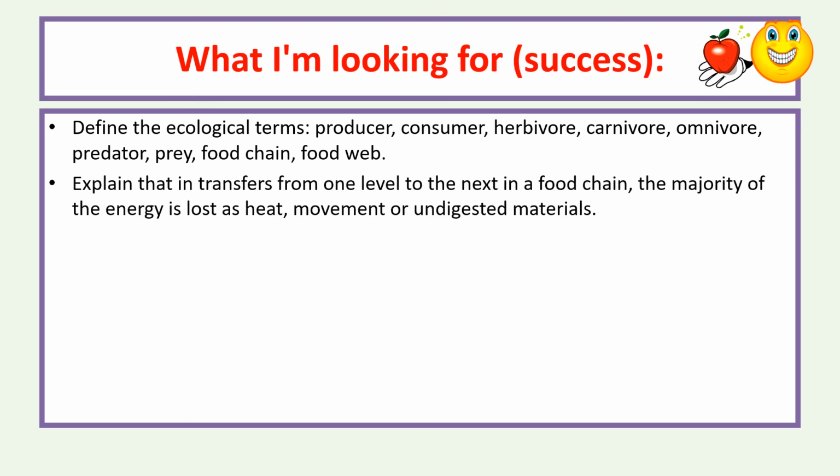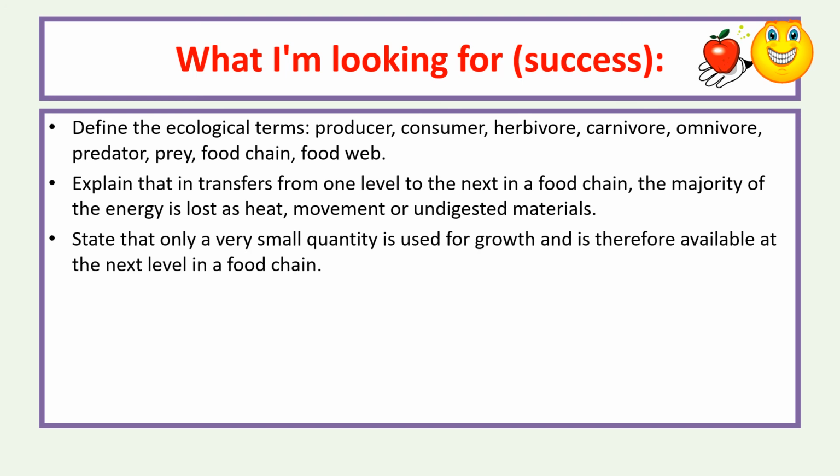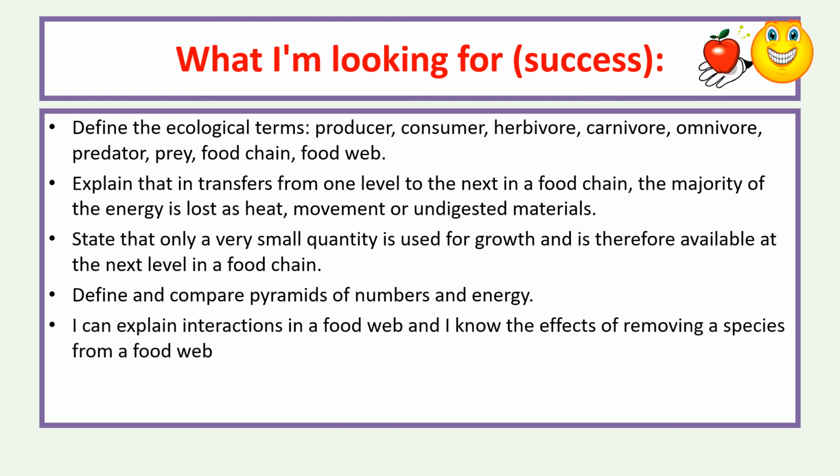You should be able to explain that in transfers from one level to the next in a food chain, the majority of energy is lost as heat, movement or undigested waste. State that only a small quantity of energy is passed on and used for growth and is therefore available at the next level of the food chain. Define and compare pyramids of number and energy, and explain interactions in a food web and know the effect of removing a species from a food web. Well done if you can confidently do all of that. If you can't, you need to watch this video again.